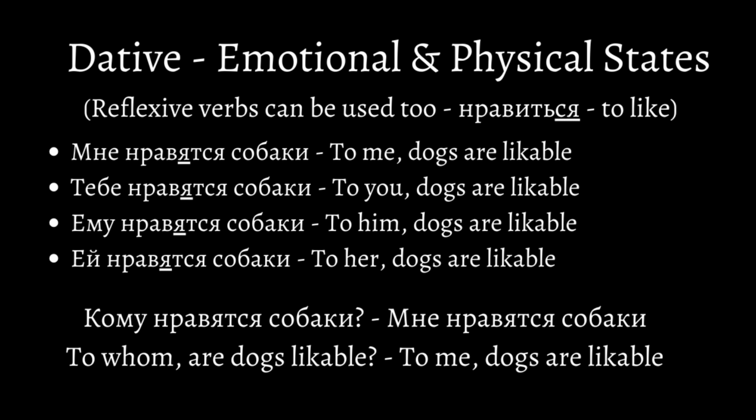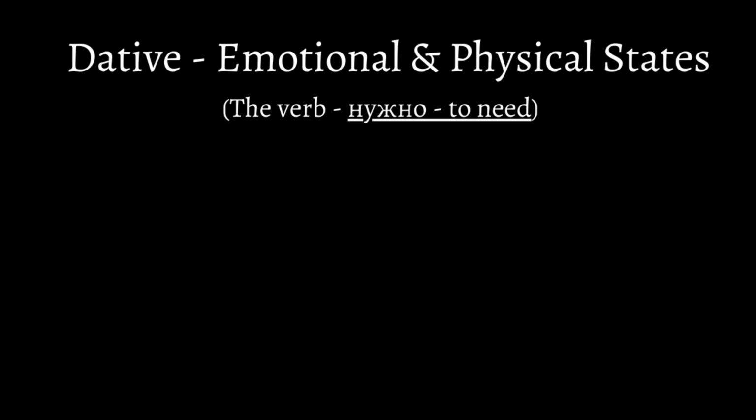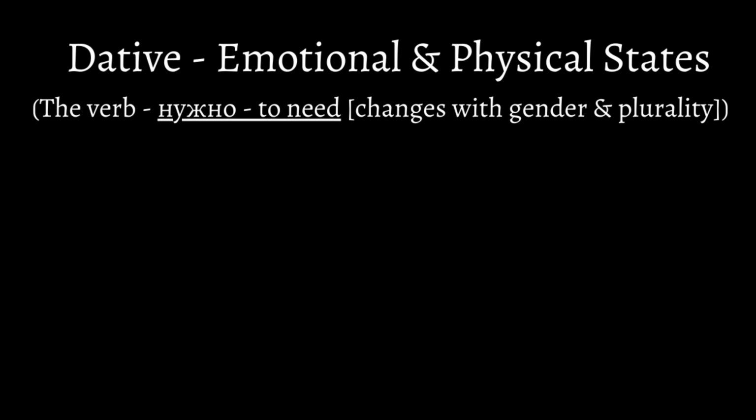Still, нравится is not the only verb that's used with emotional and physical states. There's also this verb, нужно, which means to need. The verb нужно is very useful to know in the dative because it gives an emotional desire, expressing a need. What's tricky about нужно is that it changes under gender and plurality, yet it still uses object pronouns and maintains the regular dative grammar and questions.